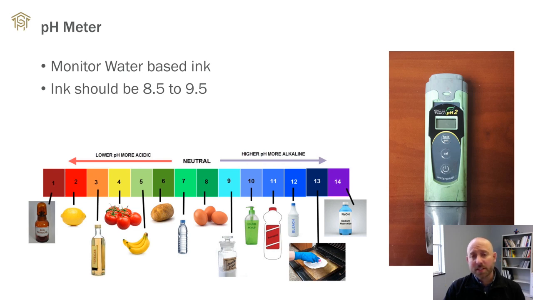What I always do, especially when I start, is I adjust to that 9.5, or you can even go a little bit beyond that, maybe up to closer to that 10 range. That's okay, because throughout that press run, the pH is going to drop through evaporation. And so if you start on the high side, you're going to stay in that window for quite a while. But it's very important that you start at the upper end of that window.